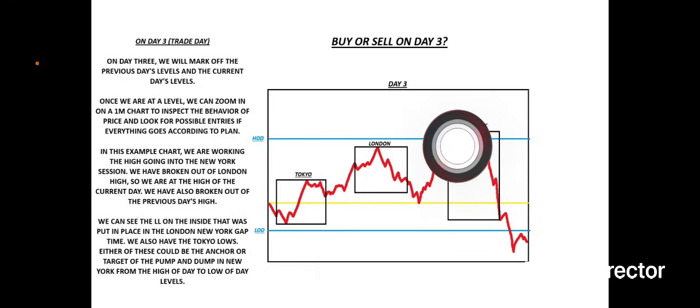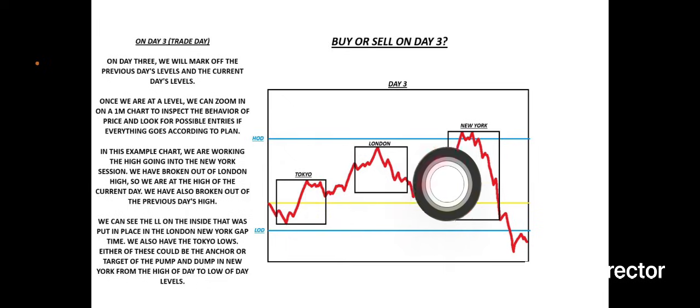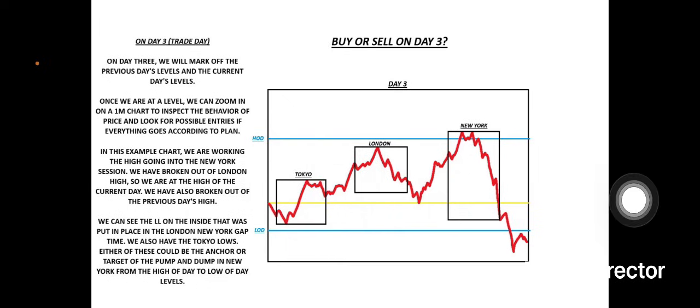Another thing is when we mark off these levels, the reason why we mark off these levels is because there is money sitting at those levels, all right? Above the previous day's high, there are all sorts of orders there, right? People might already be in trades and have their stop losses there or their take profits there. You know what I mean?